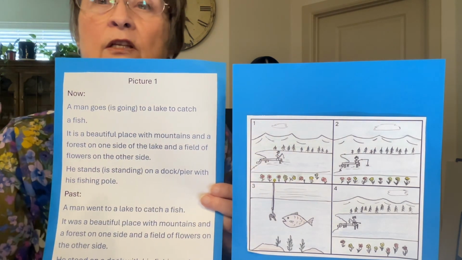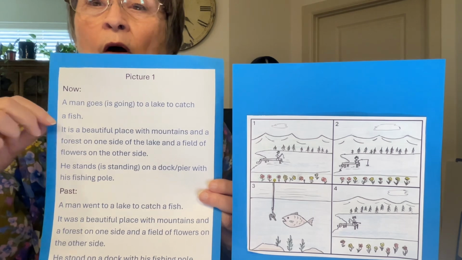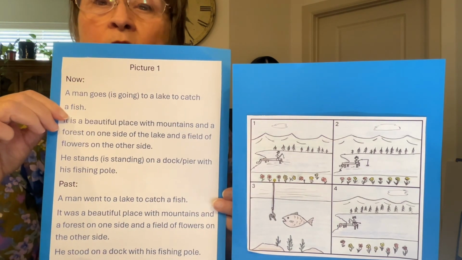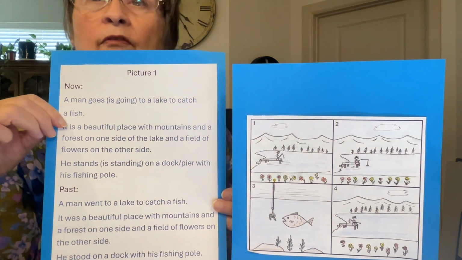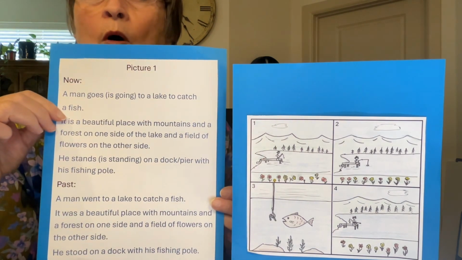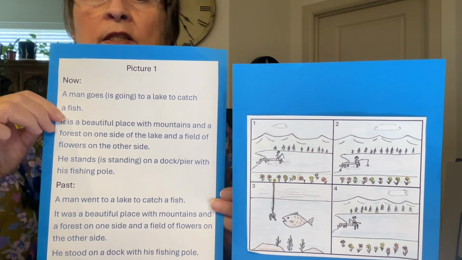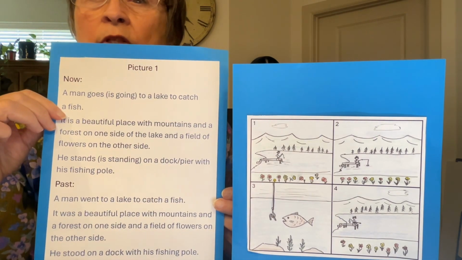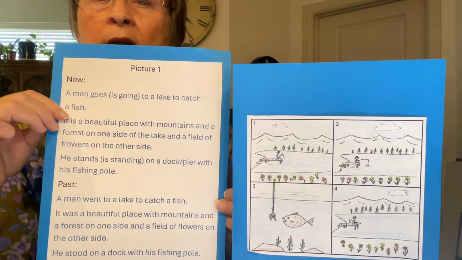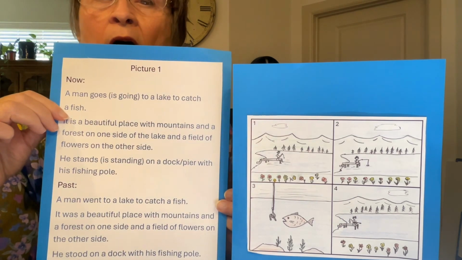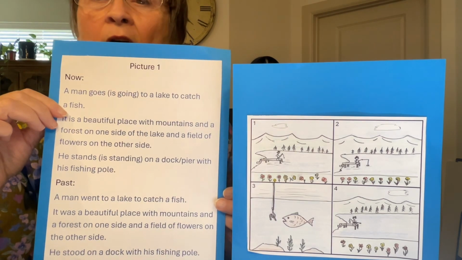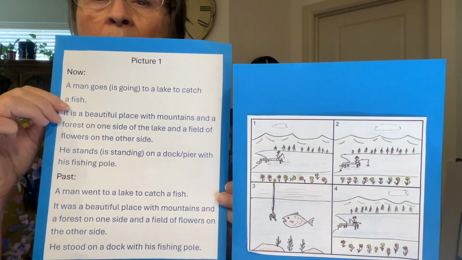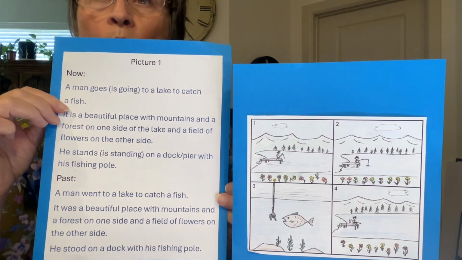Now, if I were telling this story in the past, it would go: a man went to a lake to catch a fish or fish. It was a beautiful place with mountains and a forest on one side and a field of flowers on the other side. He stood on a dock with his fishing pole.